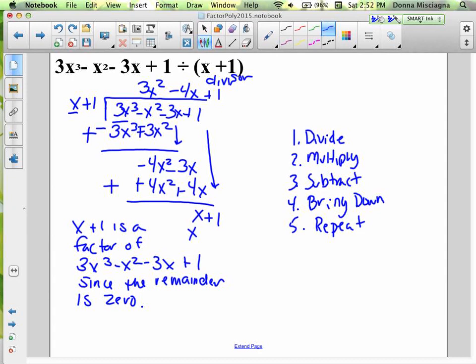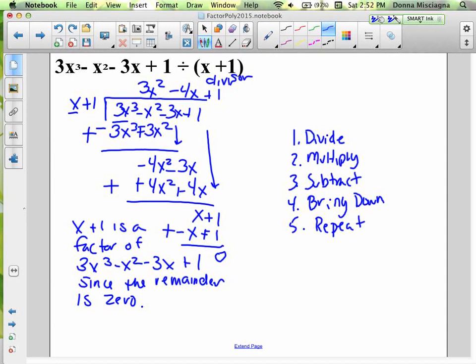1 times x gives us x. 1 times 1 gives us 1. And now we subtract, which means to add the opposite. And you can see we would have 0. So x plus 1 is a factor of 3x cubed minus x squared minus 3x plus 1, since the remainder is 0.